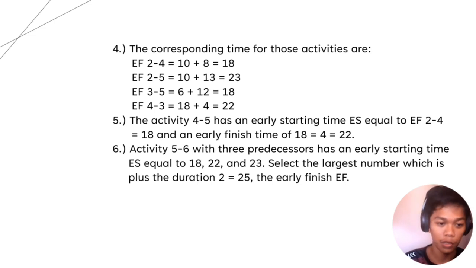Now for activity 5 to 6, which has three predecessors, the early starting times are 18, 22, and 23. Select the largest number, 23, plus the duration of 2, which equals 25, the early finish EF. So we go to another slide again.